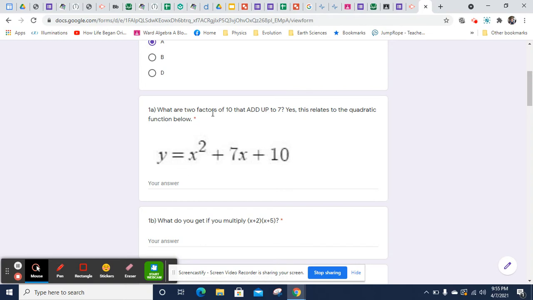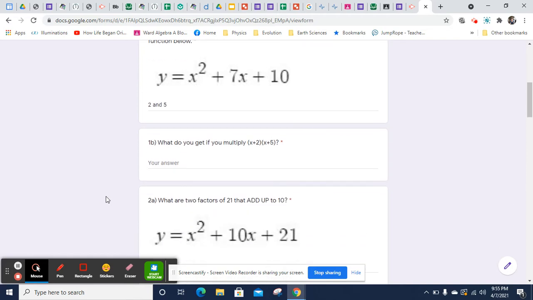So what are two factors of 10 that add up to 7? Okay, and this does apply to this equation below. So two factors of 10 that add up to 7 would be 2 and 5. Those would be two factors of 10 that add up to 7.